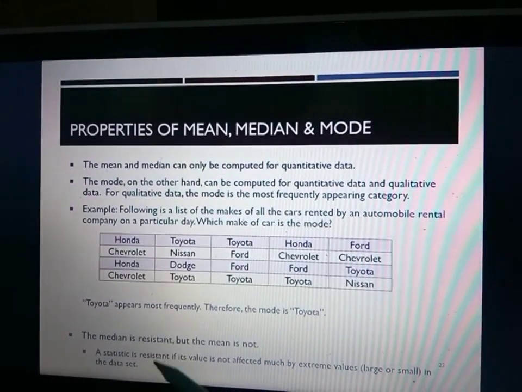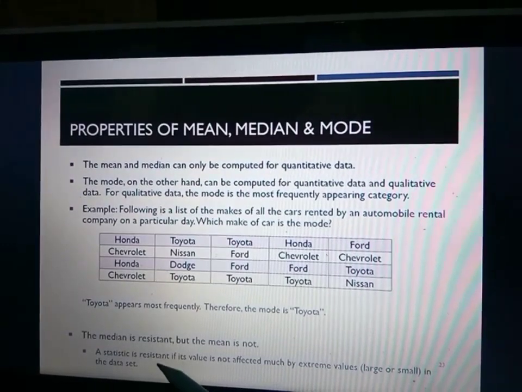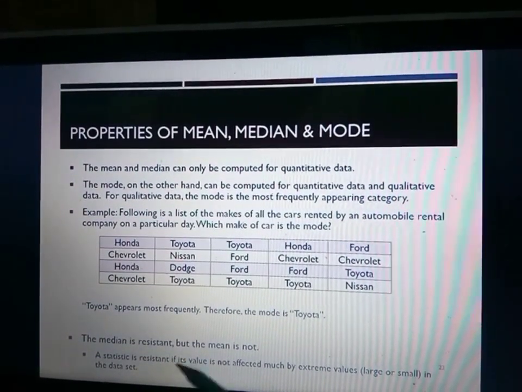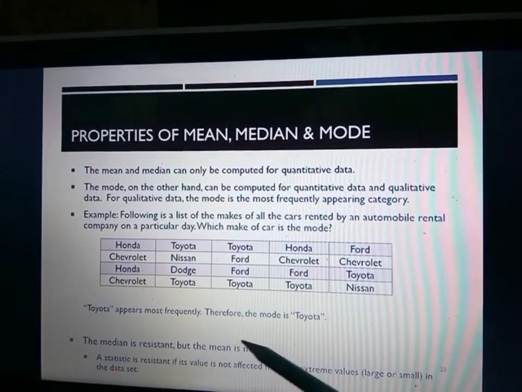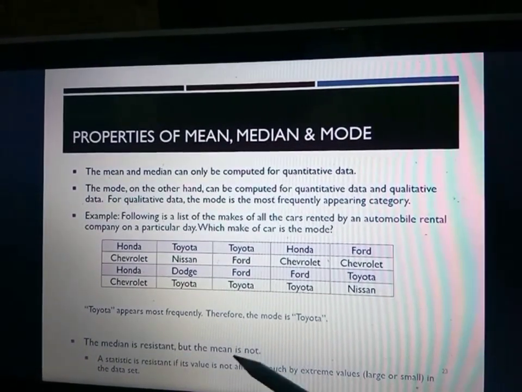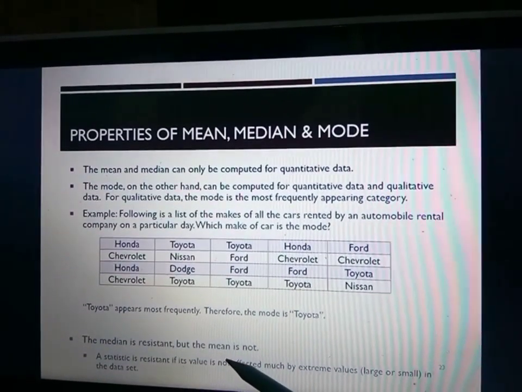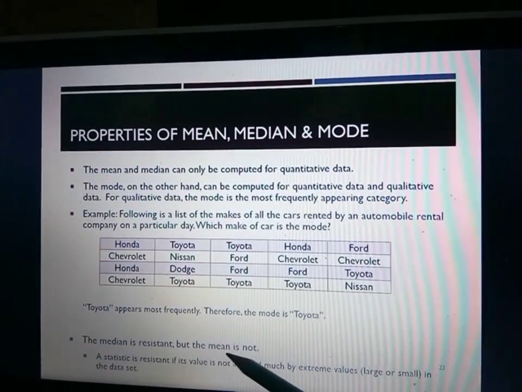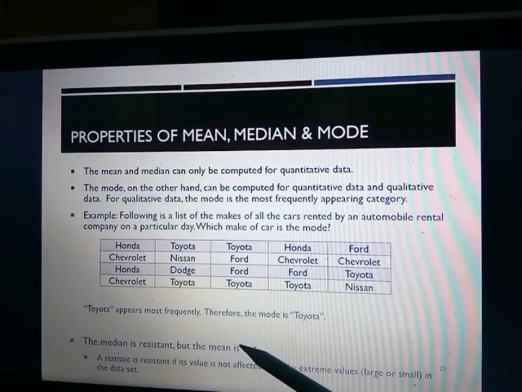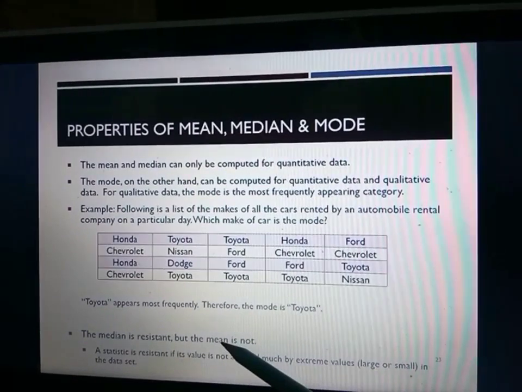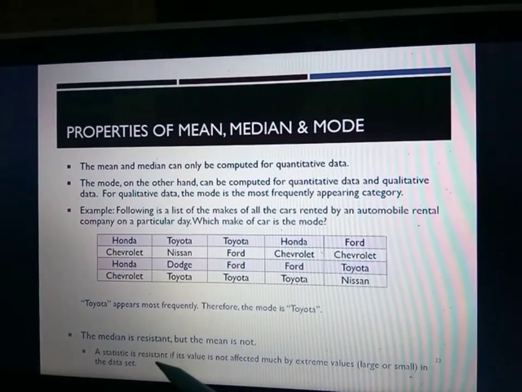So median ni resistant sebab nilai dia tak efek banyak sebab kita susun ikut ascending order kan, di tengah-tengah tu. Tapi kalau mean tu dia akan efek banyak. Sebab kita tambahkan semua, kemudian divide by number of data, so dia akan effect banyak. So dalam kes ni median is resistant.